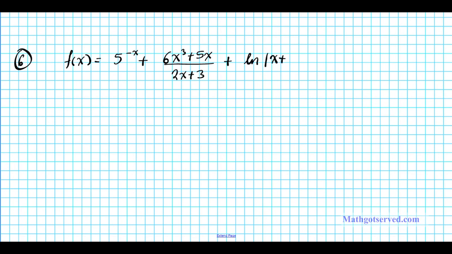All right, let's take a look at question number 6. So for question 6, we have the function 5 to the negative x plus 6x to the third plus 5x over 2x plus 3 plus the natural logarithm of the absolute value of x plus 4.